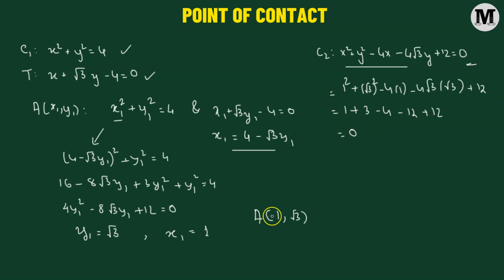So that means we have successfully shown that the straight line given by the equation x plus square root of 3y minus 4 equals 0 is going to be tangent to both circles, x squared plus y squared equals 4 and the other circle C2, and they are going to have a common point A with the coordinates 1 comma square root of 3.